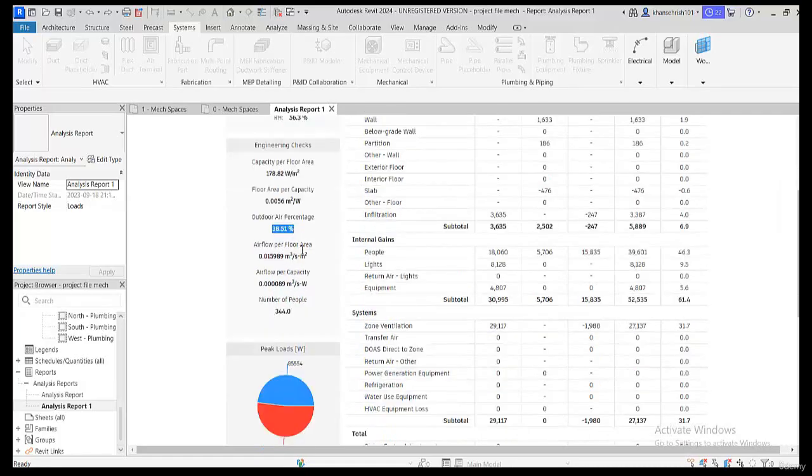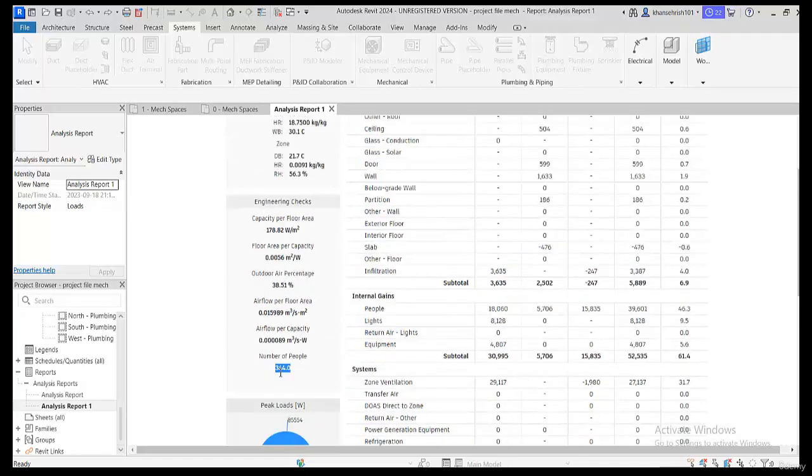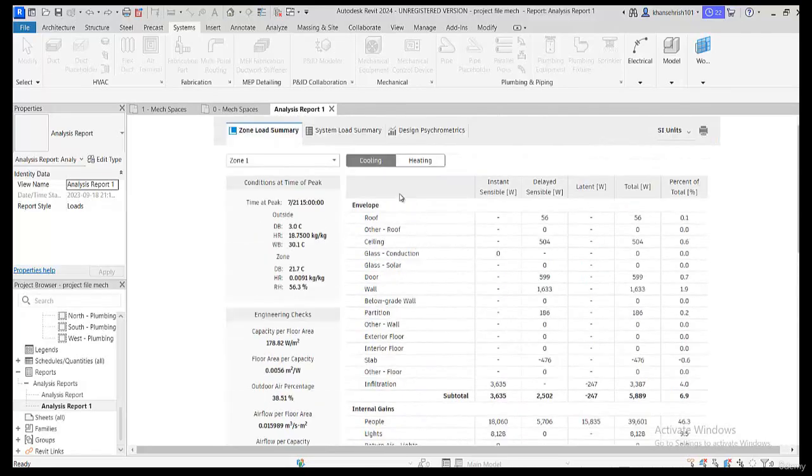Airflow per floor area is 0.015 cubic meter per second per square meter. Airflow capacity is 0.0089. The number of people in this complete zone is 34. So these are all the data. Now here this is the cooling load.